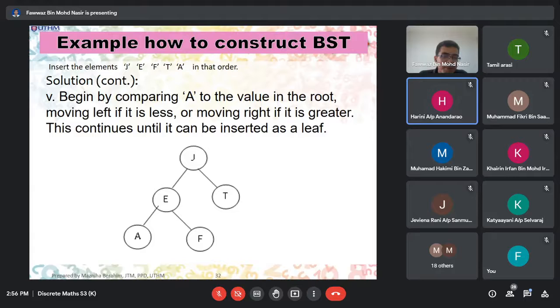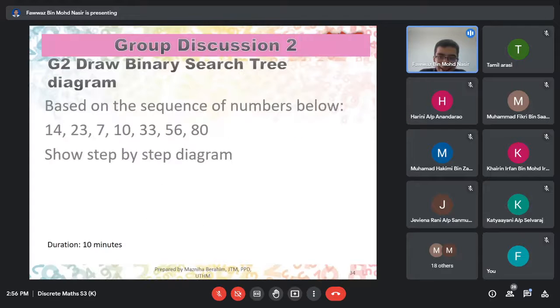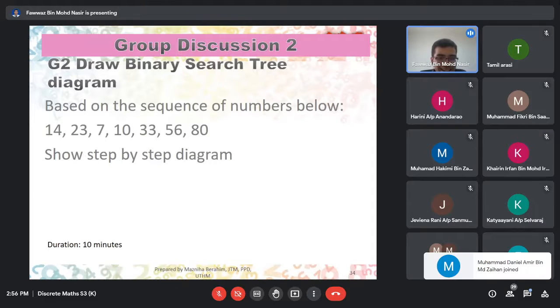Tak ada sir. Okay, jadi cuba try buat ini. Based on the sequence of numbers below, 14, 23, 7, 10, 33, 56 and 80. Try to construct a binary search tree. Cuba buat dalam less than 5 minutes. Nanti kita discuss jawapan dia.